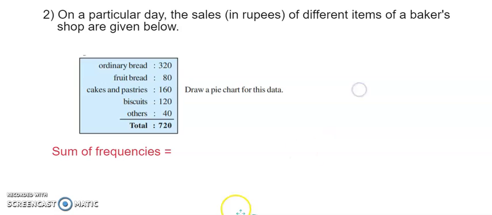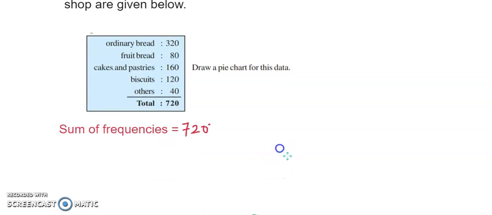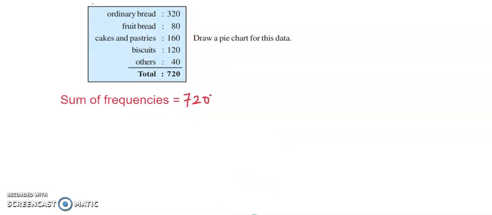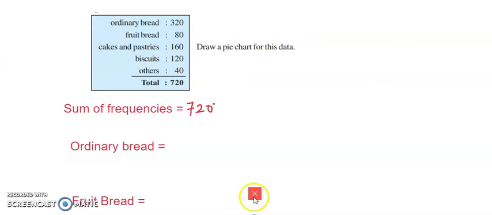Now here in this question they've already mentioned the total number of frequencies as 720. We have ordinary bread, fruit bread, cakes and pastries, biscuits and others. Okay, so let's start calculating it. What we need to do first? Yes, we need to find the angles. So for ordinary bread, the measurement given is 320. So we'll write 320 divided by 720 multiplied by 360.